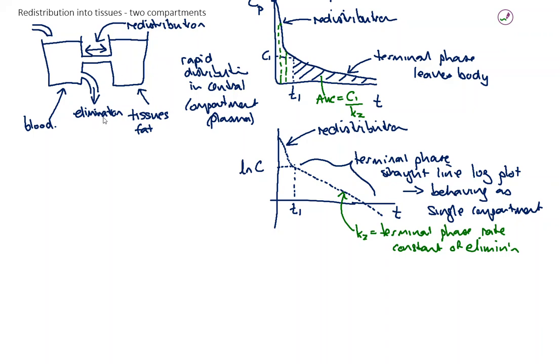The simplest case is a single compartment model. Then we've had two more complex cases. One is a two compartment model, as we've seen here, and the other is zero order elimination, as we saw in the earlier video. It is possible that you can get zero order elimination with a two compartment model. That makes it significantly more complicated.